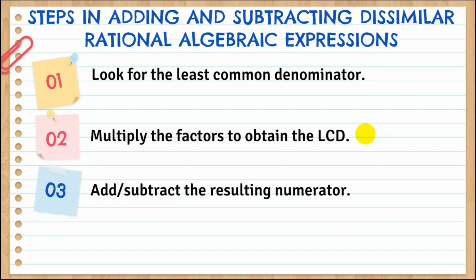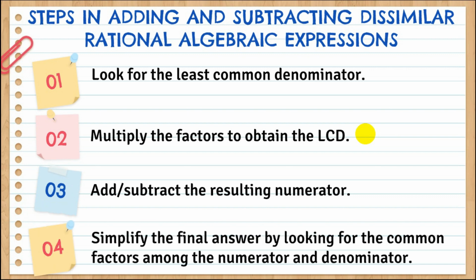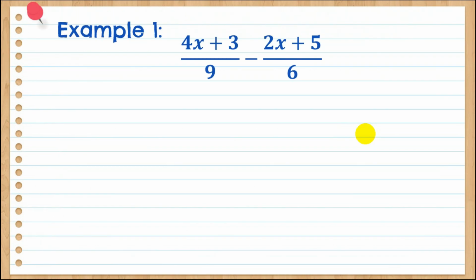And then on step number 3, we have to add or subtract the resulting numerator. And on step number 4, we have to simplify the final answer by looking for the common factors among the numerator and denominator. So, tandaan nyo po, kailangan pa rin nating isulat ang ating sagot into its simplified form. Okay? So, let's jump to our first example.